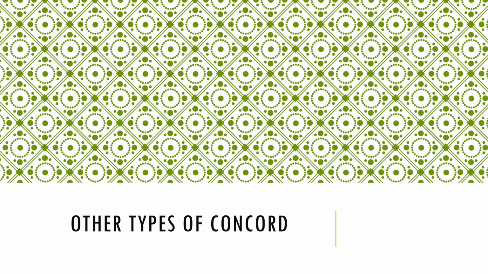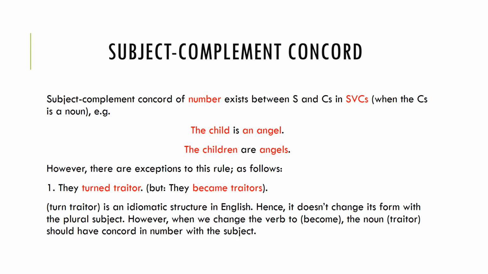Today we are going to talk about the types of concord, and these types include the concord of the subject with other elements of the sentence other than the verb. So the first type of concord that we are going to deal with in this video is the subject complement concord. The subject complement concord is mainly happening in number. So it is not a concord of person, but it is a concord of number.